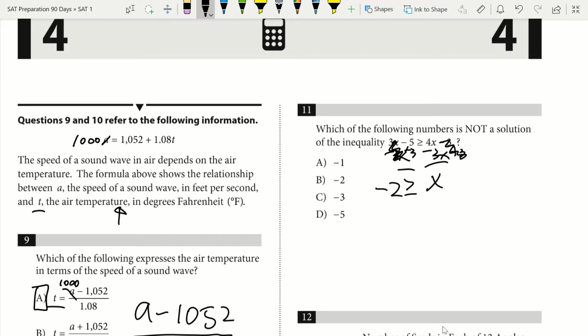So which is not a solution then? That's going to be A. Key part here is not a solution. The only one that's not a solution is A, which is negative 1. So question 11, the answer there is A. Now we got question 12.